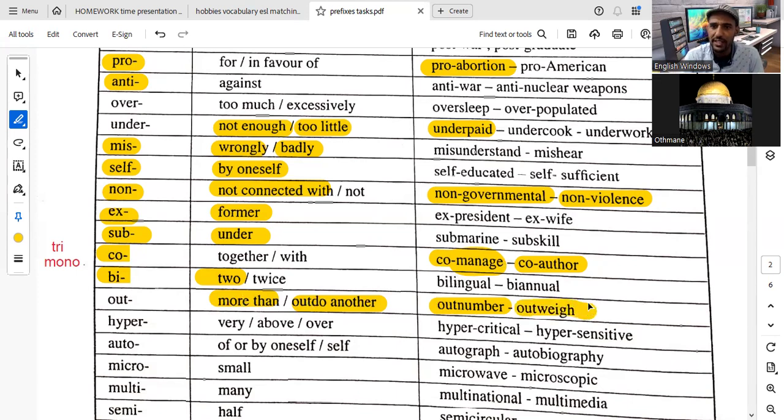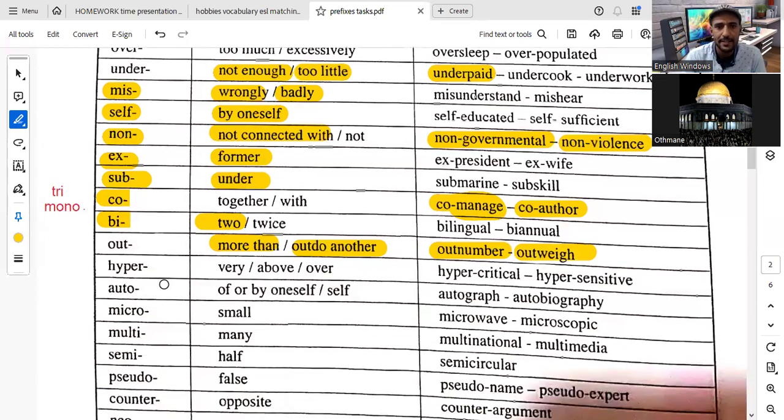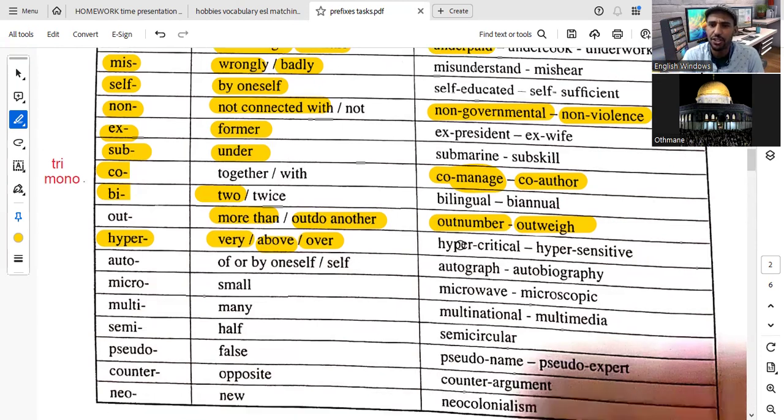Outweigh again here: outweigh means high in weight. Hyper looks quite similar. It means very, or above, or over, just like hypercritical. This report is a hypercritical report. Whenever you find hyper, it means in a very intensive way.